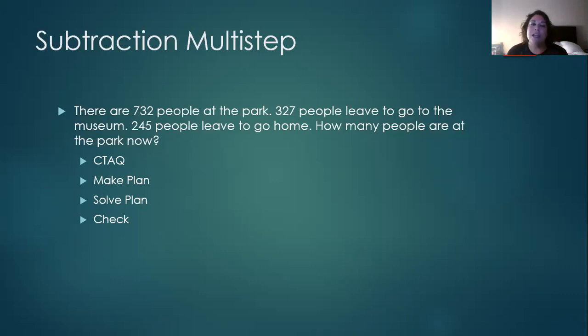How many people are at the park now? So I need to make sure that's the problem that I solve. I don't want to tell you how many people went to the museum. I already know, 327. And I don't want to tell you how many people went home. I already know that, 245. So what I'm going to answer is how many people are at the park now after all those actions happen.